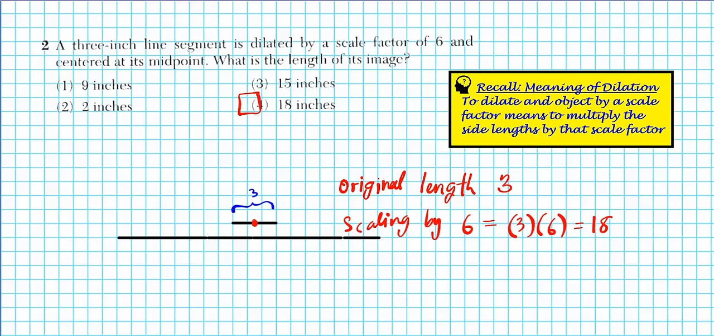Okay. So we have a segment of length 3 scaled by a factor of 6. This simply means you multiply the entire length by 6. And you end up with your final segment, which is 18 units (inches) in length.